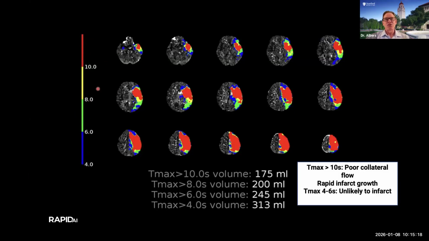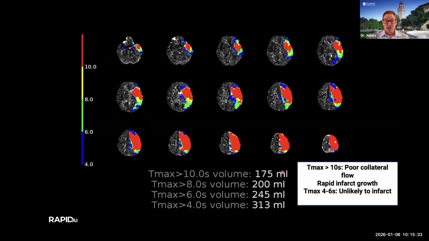So how you get this is you look at when the tissue contrast bolus gets to the AIF, which is a normal vessel, and then how many seconds delay to get to the brain tissue. More than 10 seconds by definition means poor collaterals.